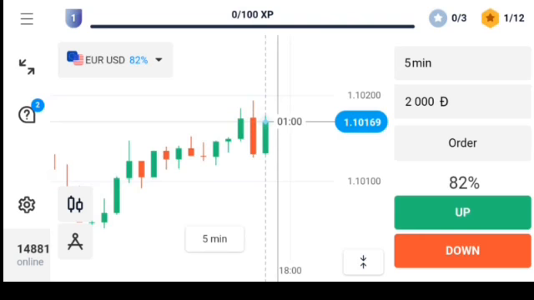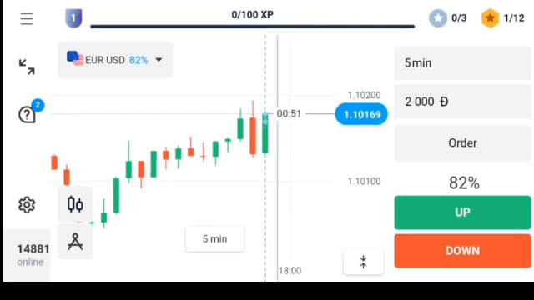Before we continue, let me just say something briefly. After my personal backtesting and live trading with this strategy, I can say that it gives up to 80% successful trades if only you abide strictly to the rules.